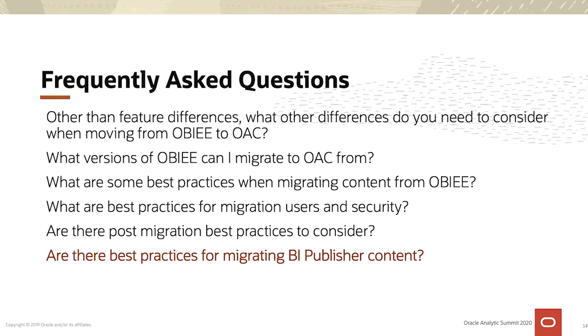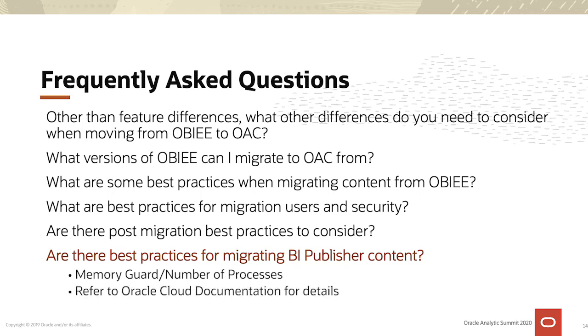Two things are coming to my mind where customers have made changes to the configuration. One is the memory guard, and the other is the number of processes to be used when they're running BI Publisher. These two configurations are determined by CPU shapes, and that cannot be changed. So please refer to the Oracle Cloud documentation for details so that you can get the correct OAC OCPU size.